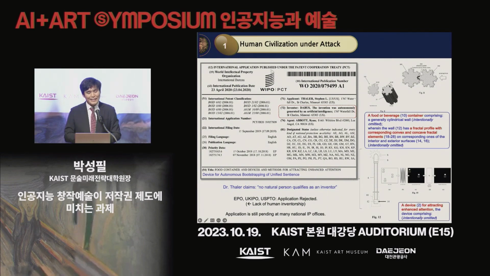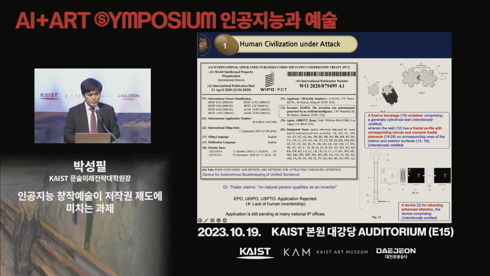DAVOS has invented a container that can hold drinks and food based on fractal structures. Its other invention is a blinking lamp that attracts people's attention more efficiently. DAVOS became a sensation due to its patent applications all around the globe. Dr. Thaler filed patent applications in many jurisdictions. Well, there's something special about this patent application: in the field for the name of the inventor, Dr. Thaler typed in DAVOS rather than the name of any human being.